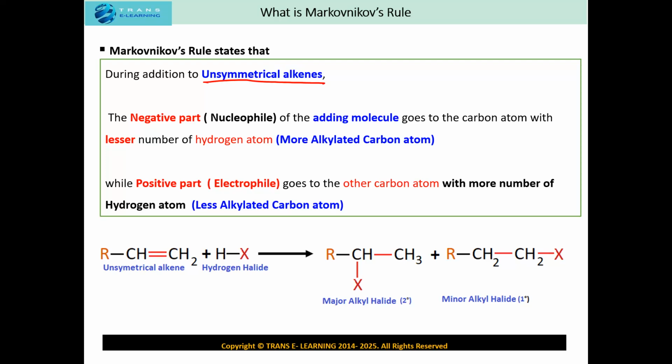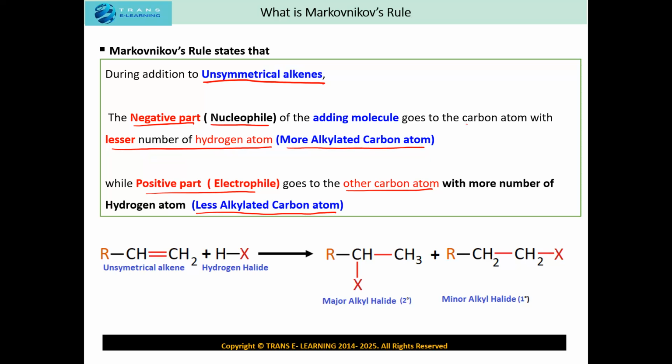So the Markovnikov's rule states that during addition to unsymmetrical alkene, the negative part, that is a nucleophile, I'm going to explain that also, what is a nucleophile, of the adding molecule goes to the carbon atom with lesser number of hydrogen atoms, or we can say more alkylated carbon atom, while the positive part, that is an electrophile, goes to the other carbon atom with more number of hydrogen atoms or less alkylated carbon atom. So you can see here, this is just the reaction I have written in short. I'm going to explain you the detailed mechanism of this reaction.